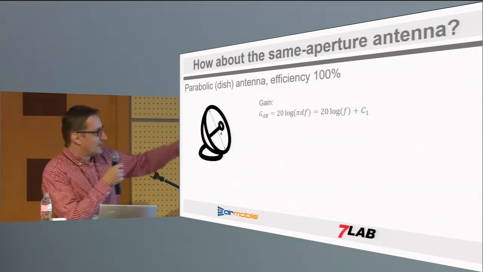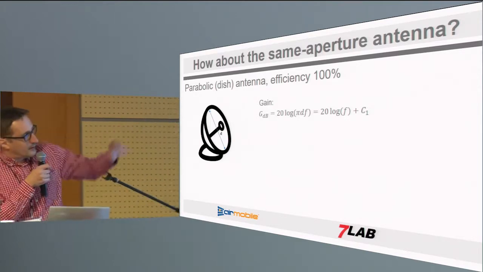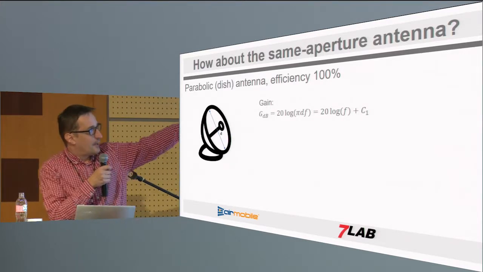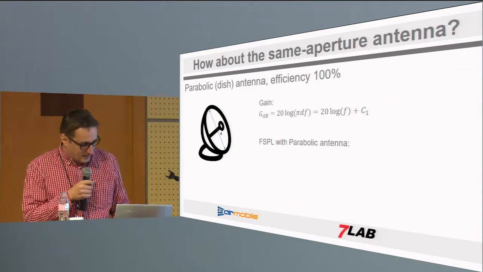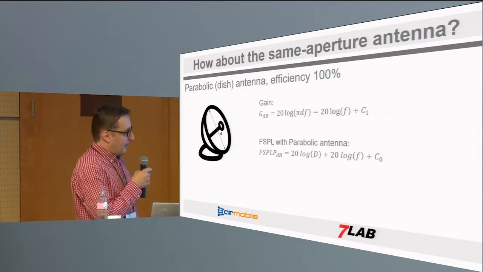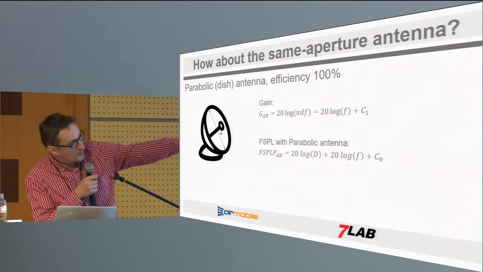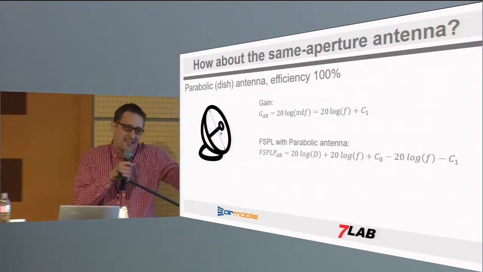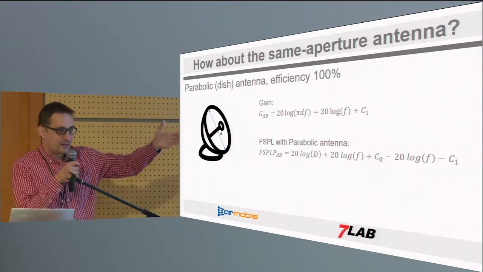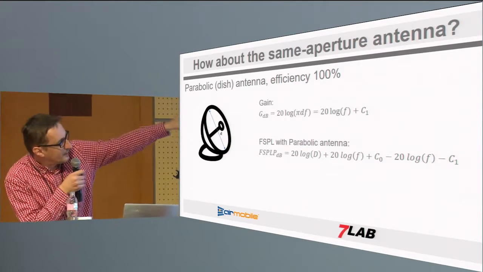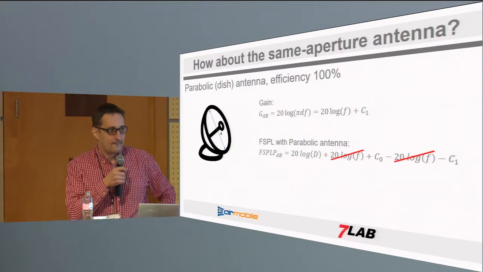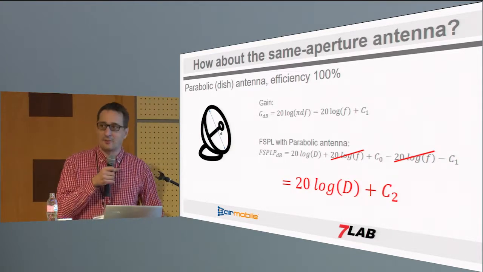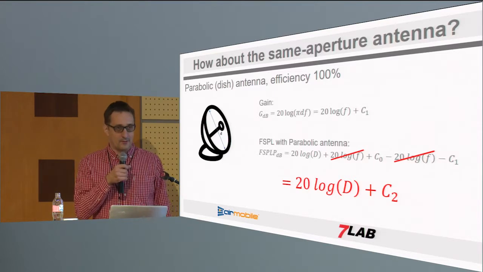Let's do some calculations. This is our old formula. We have 20 logarithms of, sorry, that's the gain for the antenna, for the aperture antenna without efficiency component, so it's just 100% efficiency. And now, free space path loss with parabolic antenna. That's the old formula, 20 log of distance, and then you have the frequency component, then you have a constant. But now you're adding, actually, because that's a gain, so it's a negative loss. So you're subtracting the part from the dish antenna. You see, and what happens now? They cancel out. You don't have a frequency component anymore. It's just a distance component.